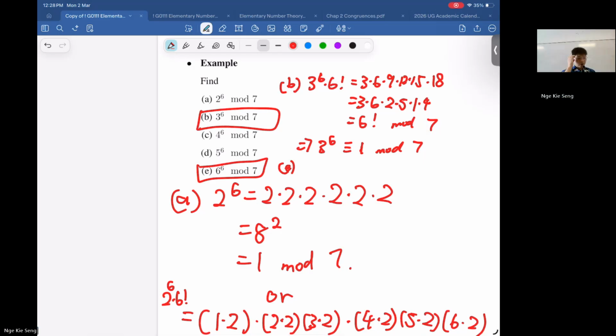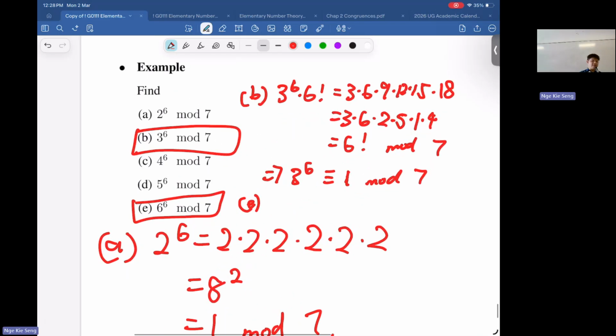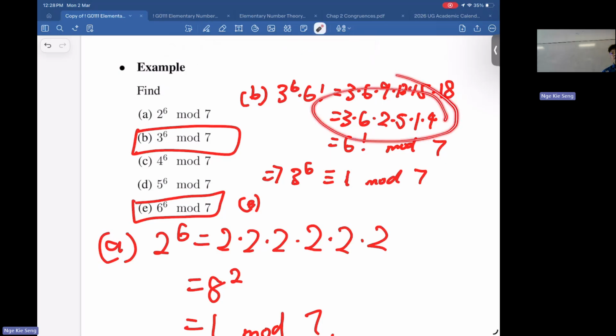So this is not a coincidence. Later we'll see why the numbers get permuted. The way I present it to you is just an extra method to solve it. But I want you to observe this permutation happening. Later we'll see why it is true, why the numbers get permuted when you multiply by the same number.